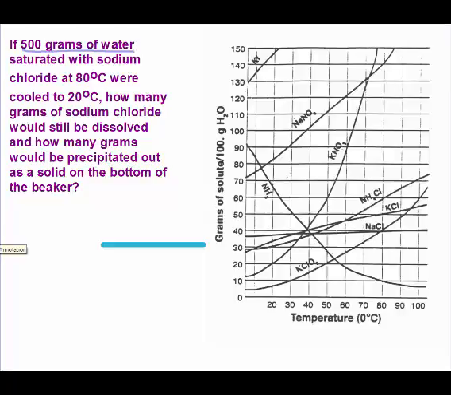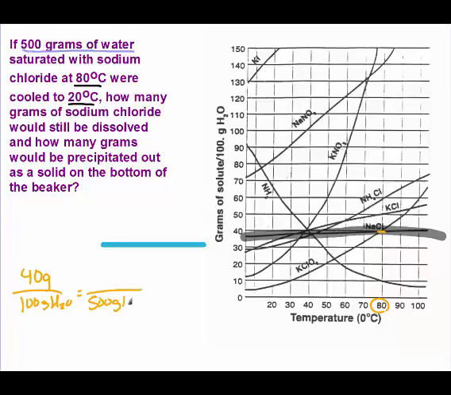So for this problem, we had 500 grams of water, and we were going from 80 degrees to 20 degrees, and we wanted to know how much would precipitate out. So you should have found the sodium chloride line, found 80 degrees, and saw that around 40 grams could dissolve. So 40 grams in 100 grams of water, but we have 500 grams of water. Therefore, 200 grams at 80 degrees will be dissolved.